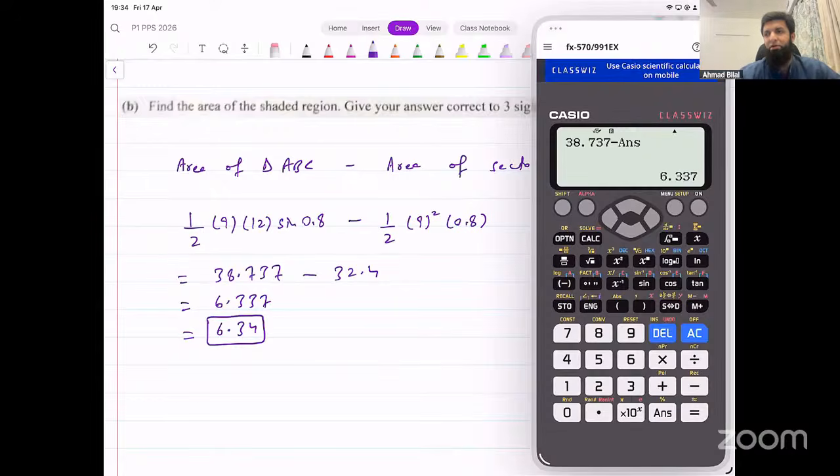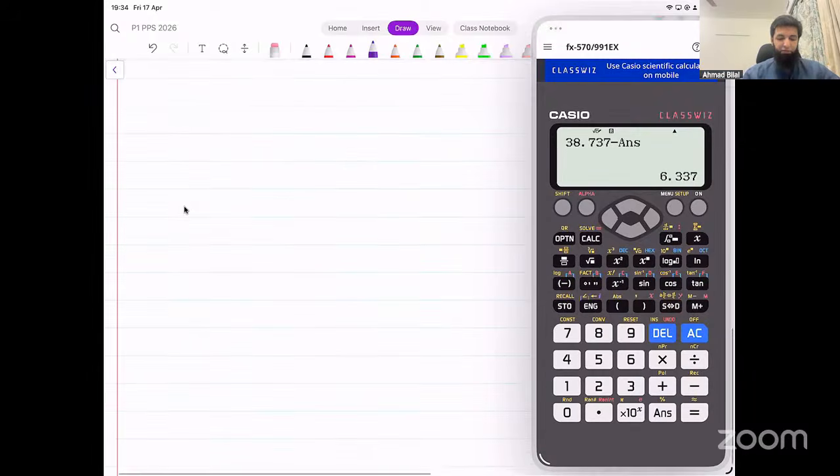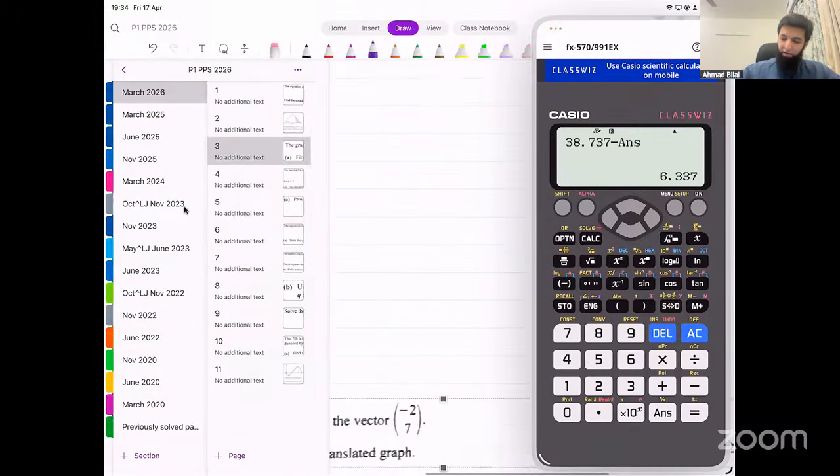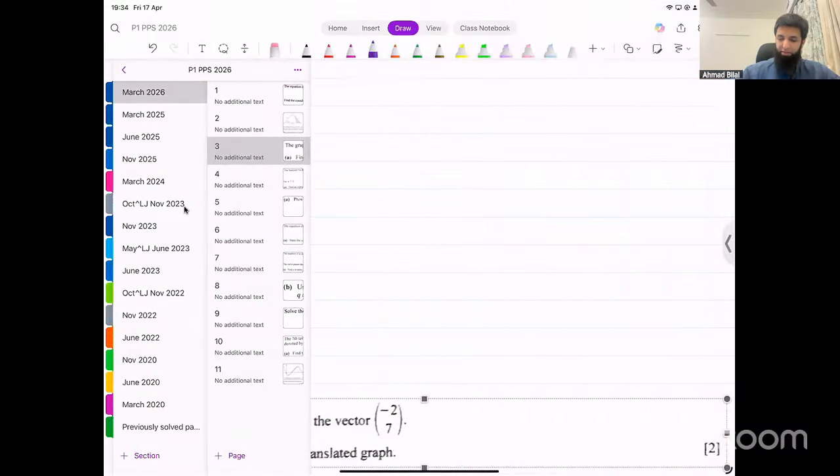Okay, that was question number 2. Again, fairly straightforward. Makes sense, right? Any issues with this? No? Okay, that was question number 2. Let's look at the next one. Question number 3 from this paper. Let's try this.